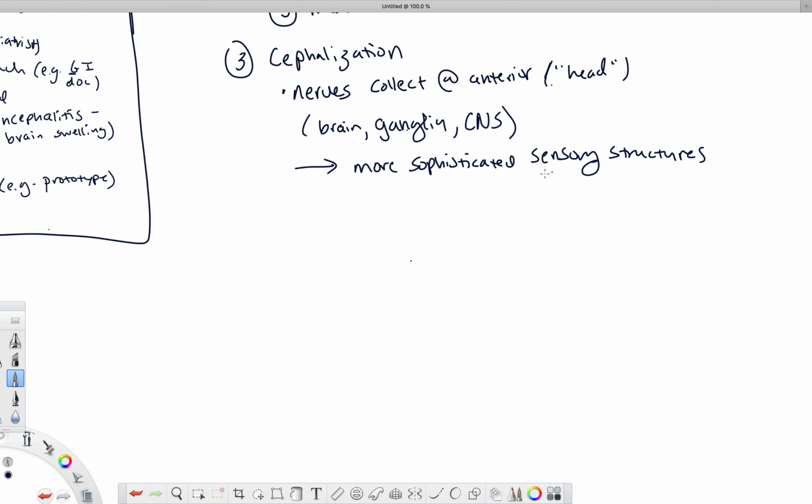If you think about where all our senses are, pretty much you're thinking in our head, right? Also, the ability to process sensory stimuli. And how is that advantageous? One of the things it allows is directional movement.